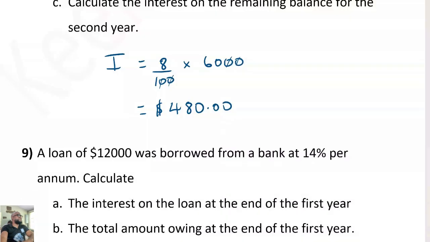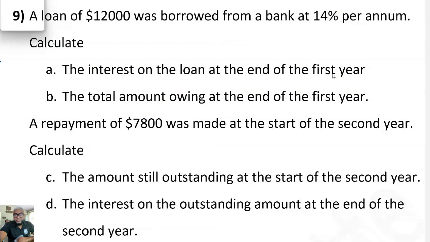If I was to find out how much she owed at the end of the second year, what am I adding? 6,000 plus the 480. Right, excellent.